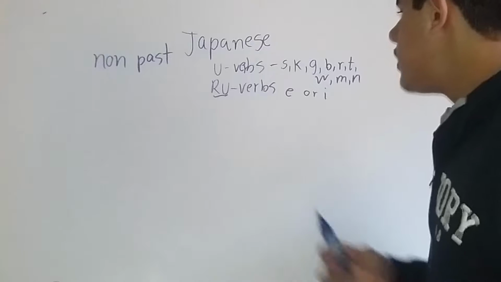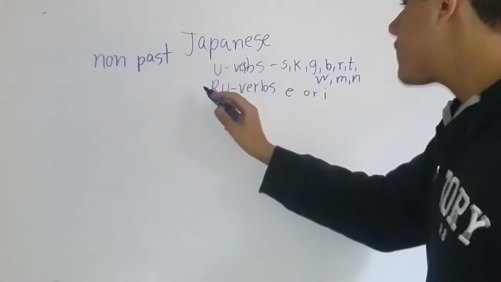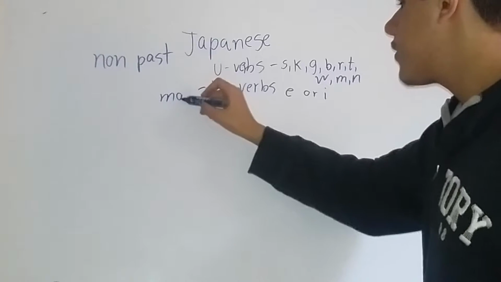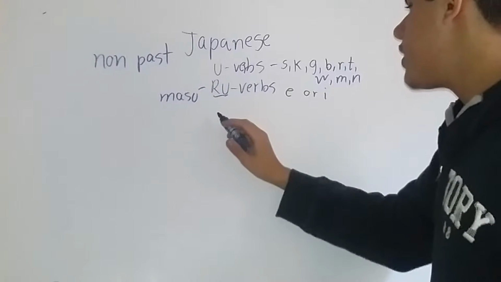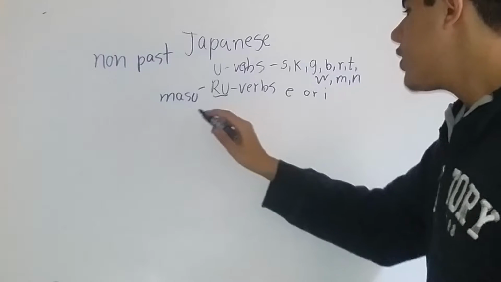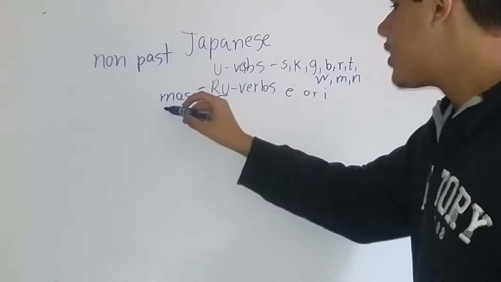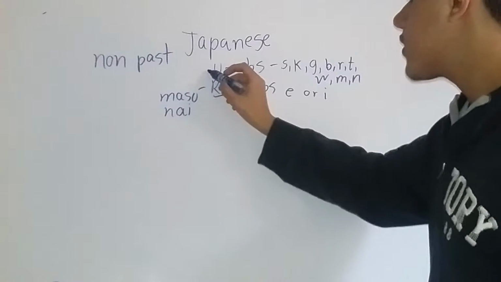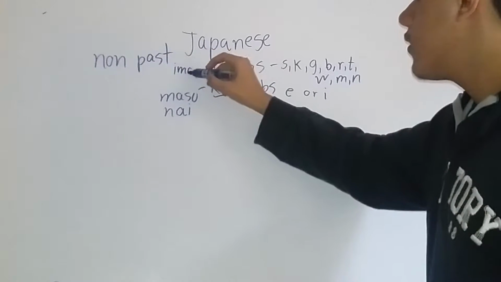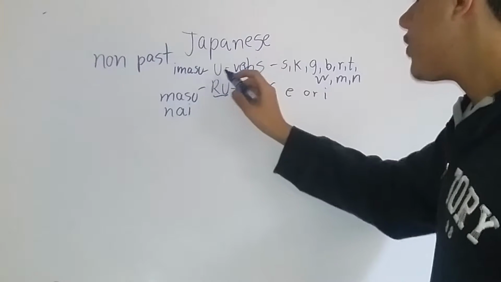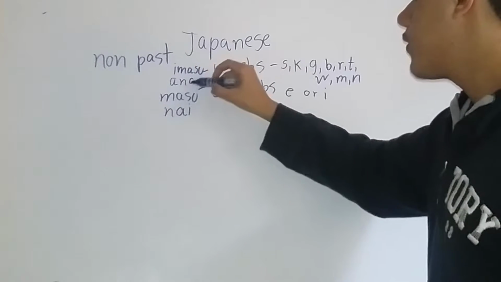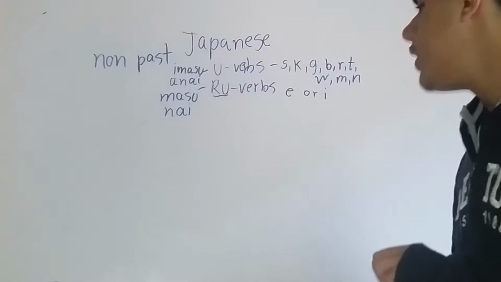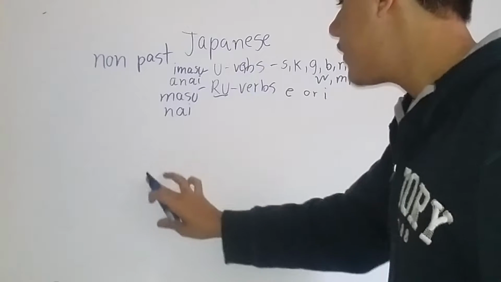For the non-past verbs, we are going to use masu for ru verbs for the positive, the affirmative sentence, and nai for the negative sentence. And we are going to use imasu for the positive for u verbs and anai for the negative.